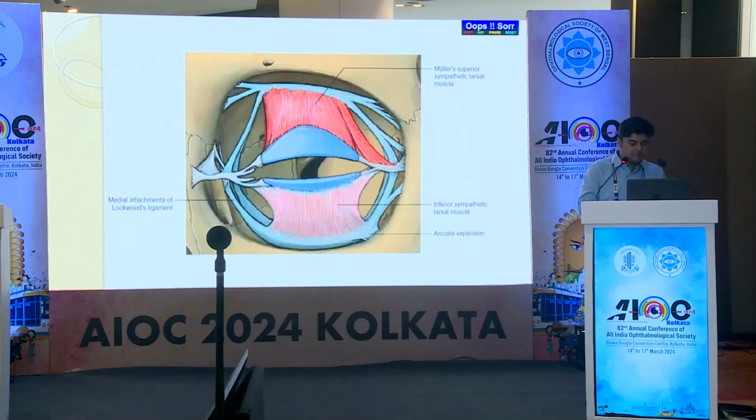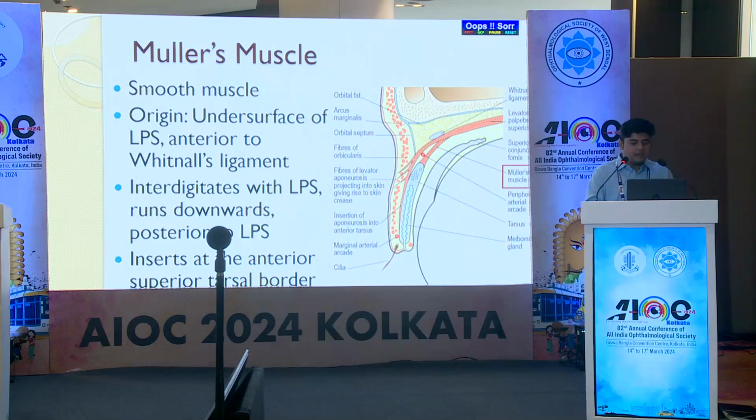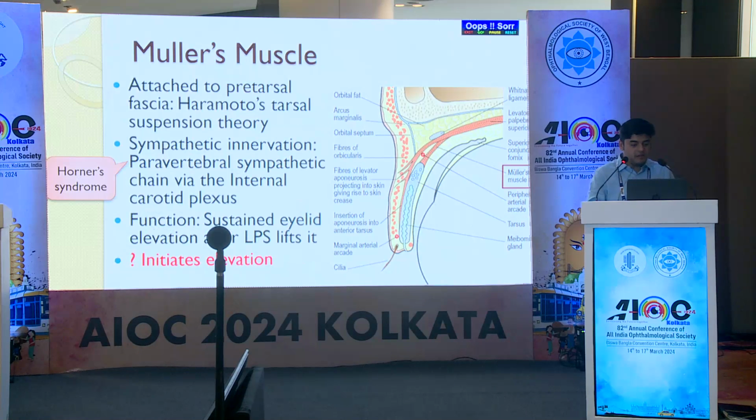the anterior surface. Now, when we remove the levator, we can find the Muller's muscle, which is present deep to it. It is a smooth muscle which originates from the undersurface of the levator anterior to the Whitnall's. It interdigitates with the levator and runs downwards posterior to it and inserts at the anterior superior tarsal border.